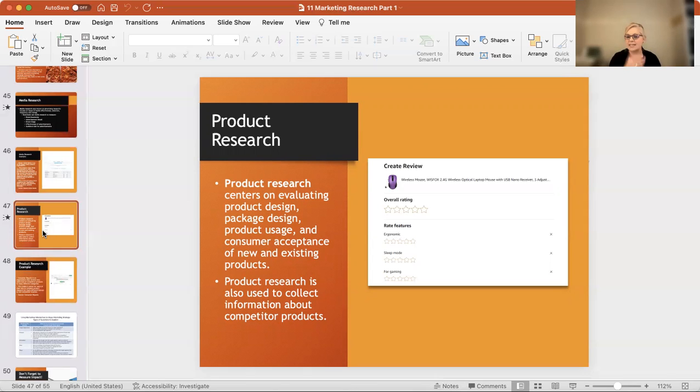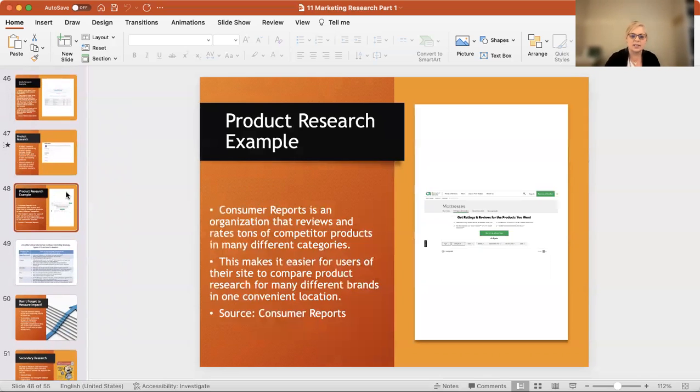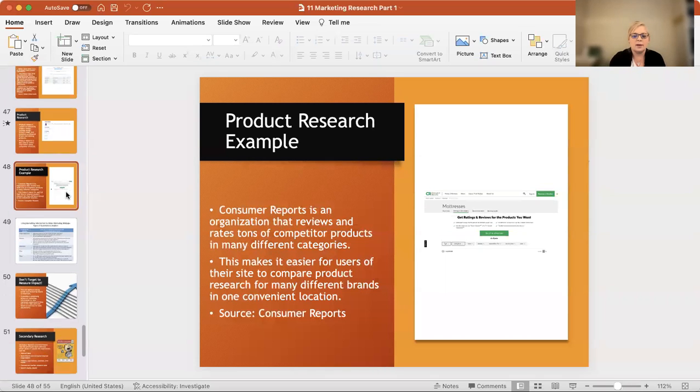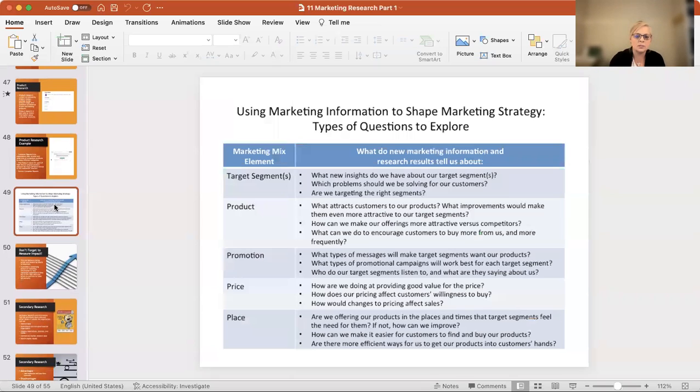Product research, we see this, easy peasy, right? How many stars would you give this? How would you rate the features? So this is something that we look at as well, and it's very fast, and we have a high response rate for that. Product research example here, we see this is being used for consumer reports to make it easier for users to compare different products.